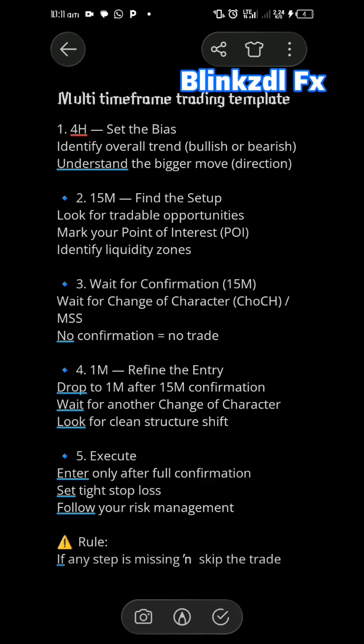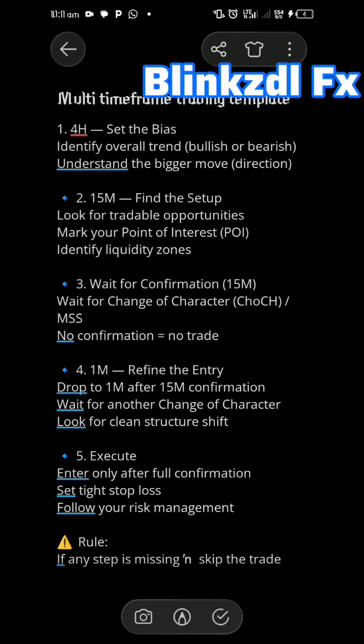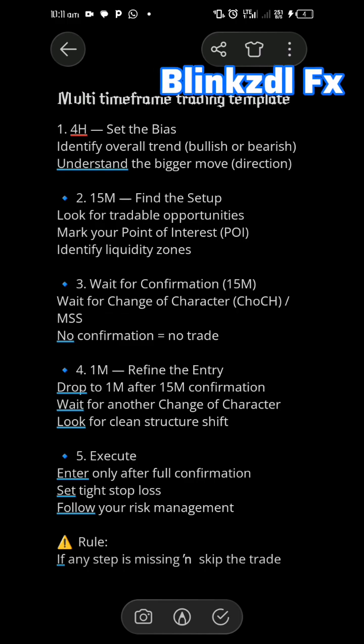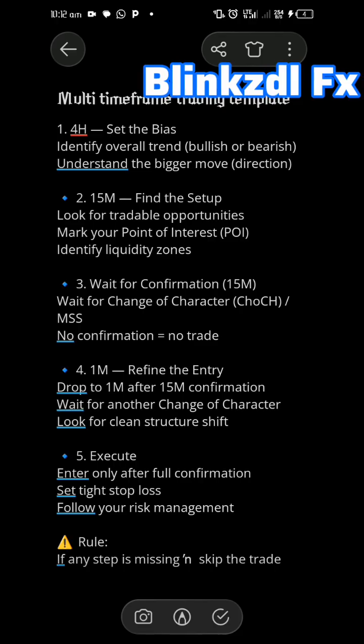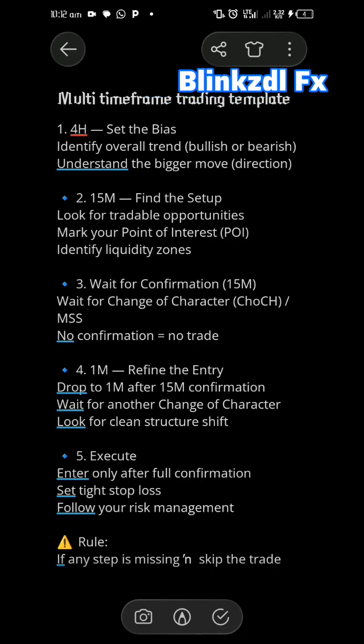So the 4 hours is where you set your bias to understand the initial trend and the overall trend. You understand? I said two things, initial and overall. So identify the overall trend, either bullish or bearish. Then understand the bigger move, that is the direction, which is the initial trend.